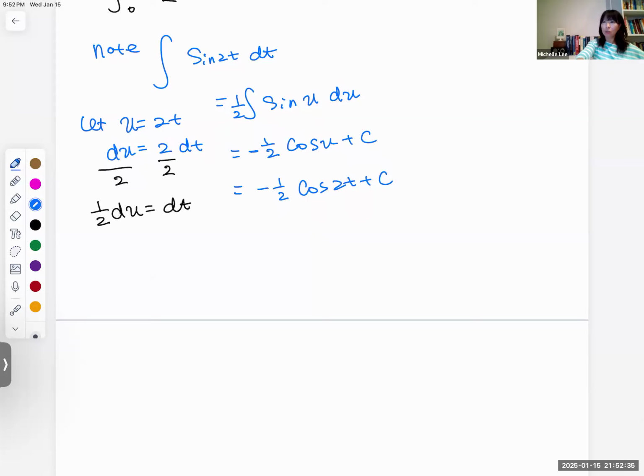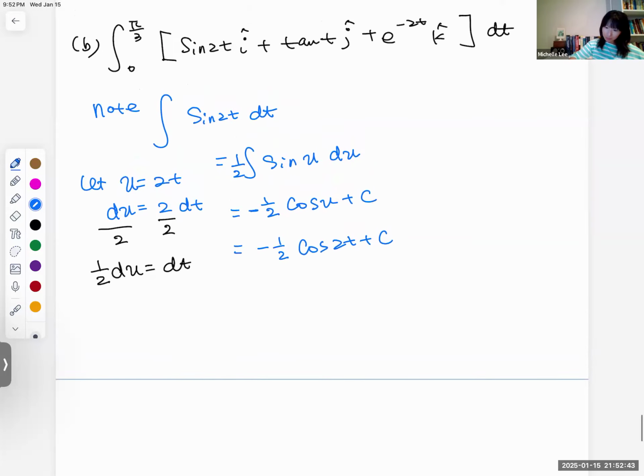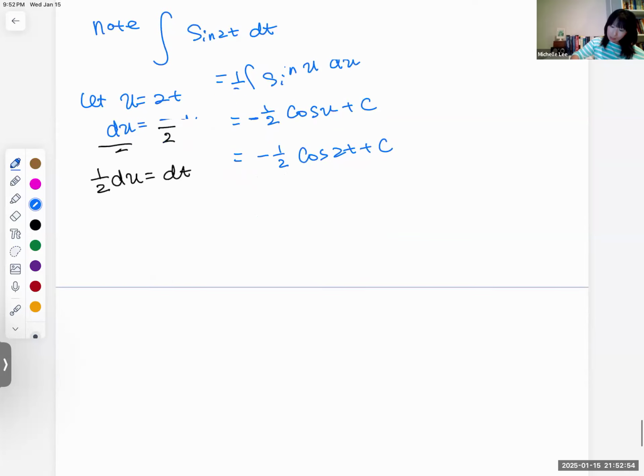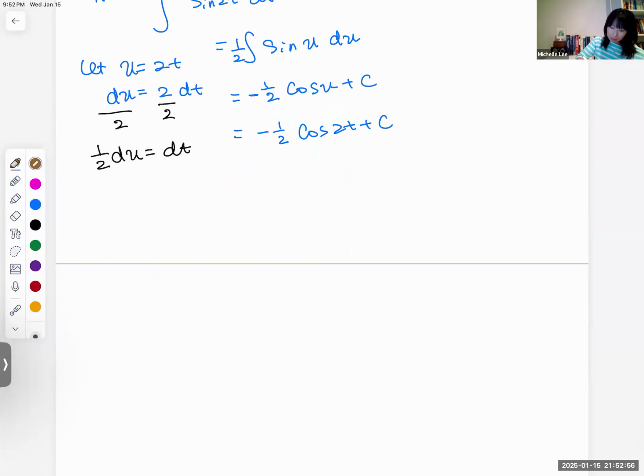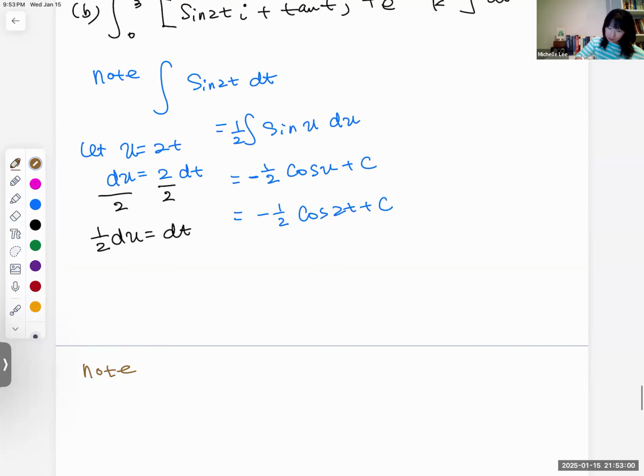Tangent. Oh, we have to have a tangent too. Okay. This is from the textbook. I did not make it. So let's do tangent. Note, we have tangent t.